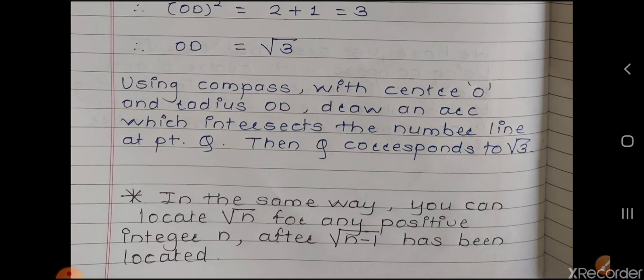Then we discussed the real numbers. The collection of rational numbers and irrational numbers is called real numbers. The real numbers are denoted by capital R, and a real number is either rational or irrational. So we can say that every real number is represented by a unique point on the number line. Also every point on the number line represents a unique real number. Then we located square root of 2 and square root of 3 on the number line.